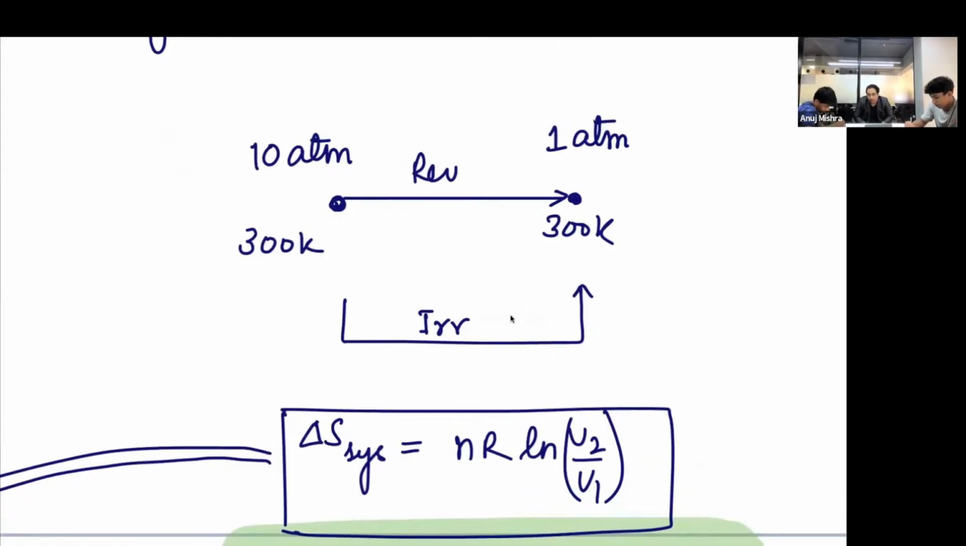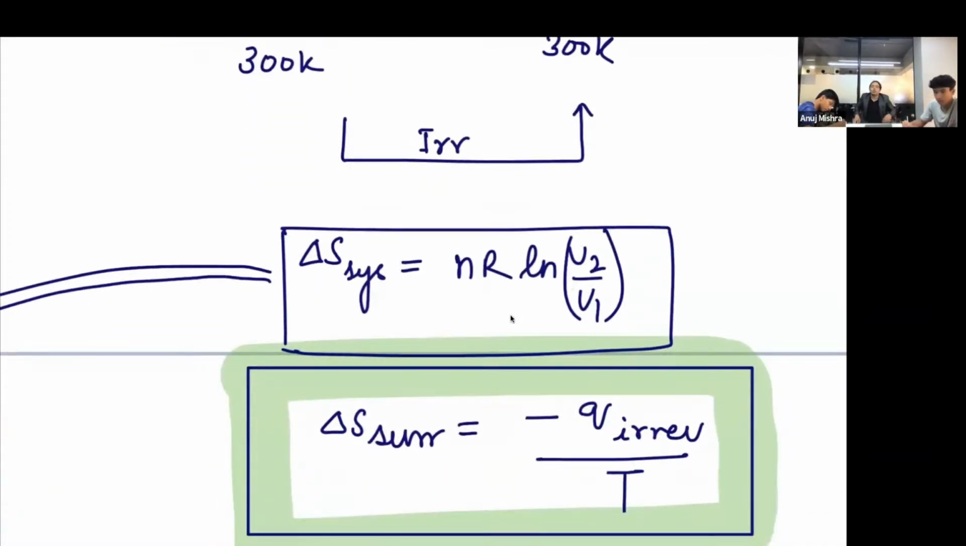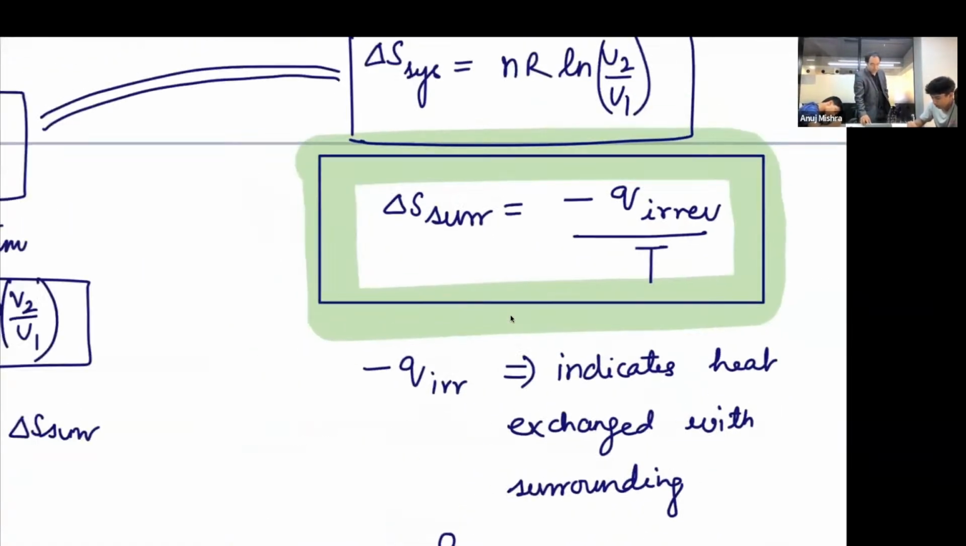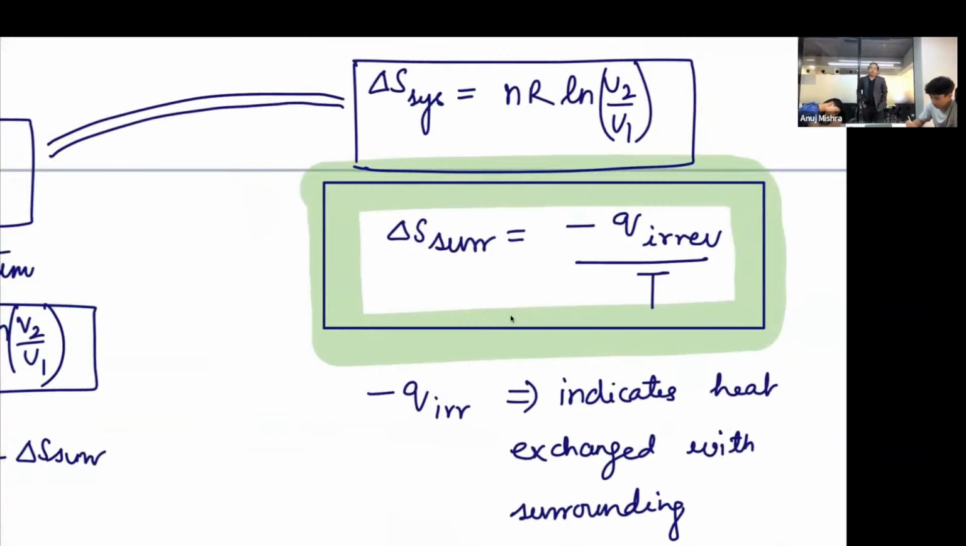अच्छा जी. What is delta S surrounding? Now this is interesting. So right now, delta S surrounding is written with minus Q irreversible upon temperature. Note. Delta S surrounding is minus Q irreversible upon temperature, where Q irreversible indicates heat exchange with the surrounding.